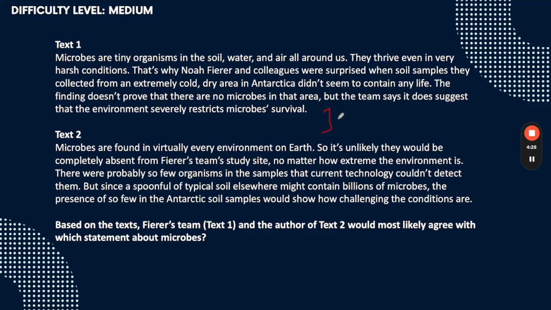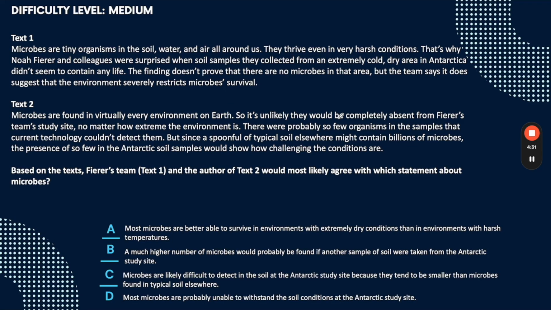Right, now with this understanding, let's go to the options, and here I want you to focus on how I'm eliminating the options. Let's look at A. Most microbes are better able to survive in environments with extremely dry conditions than in environments with harsh temperatures. Now, this option is simply about the comparison between extreme dry conditions and harsh temperatures. But we did not really find this kind of a comparison in any of the texts. None of the texts were comparing the extremely dry conditions and harsh temperatures. So A can be eliminated because none of the texts talked about it.